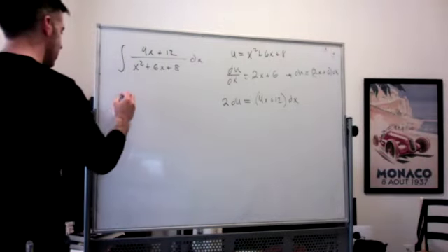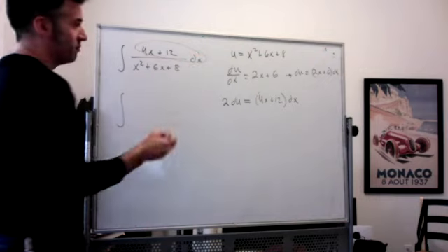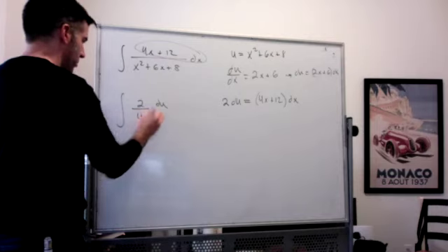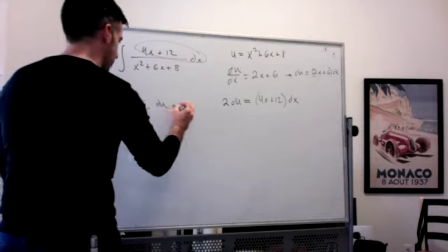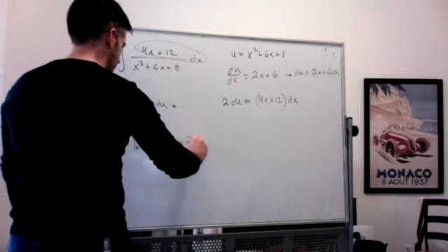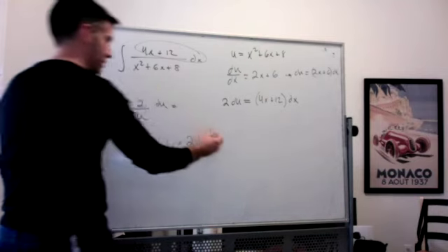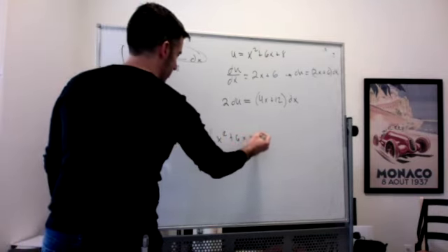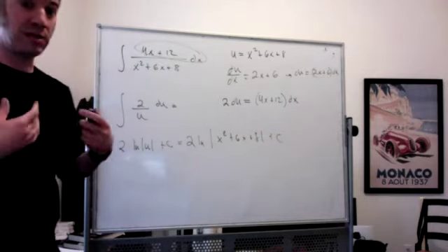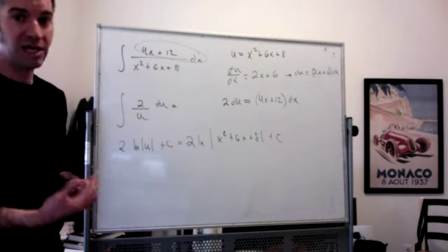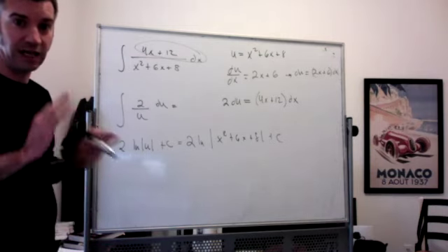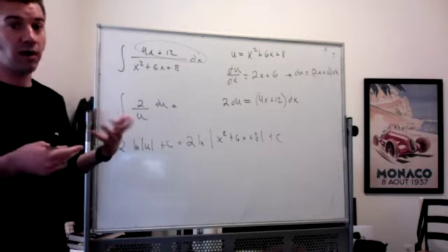So either way, this part here is going to become 2 times du divided by u, which is just going to be 2 times the natural log of the absolute value of u plus c, which is then 2 times the natural log of the absolute value of x squared plus 6x plus 8. So before you jump to the partial fractions conclusion, be on the lookout for a u sub, because sometimes people like to be a little sneaky and hide a u sub in something that looks like partial fractions. Oh no, I can actually do a u sub.